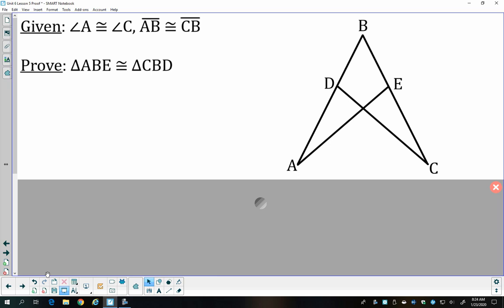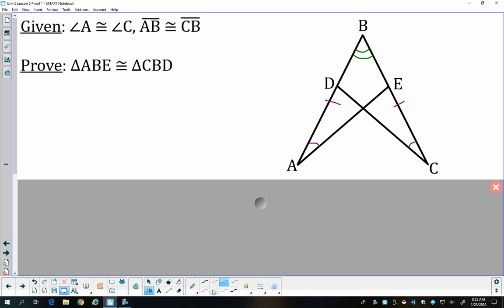I've got a couple more for you here. Sometimes our triangles overlap, and that's okay. We can still use the same methods. I still want to mark up my picture with what I know. I know that angle A is congruent to angle C because I'm told. I know that AB and CB are congruent. And also I have this angle B in both of the triangles. And we have a reflexive property scenario here.